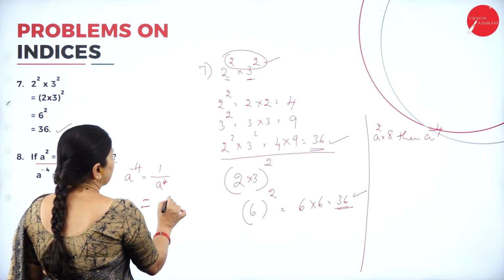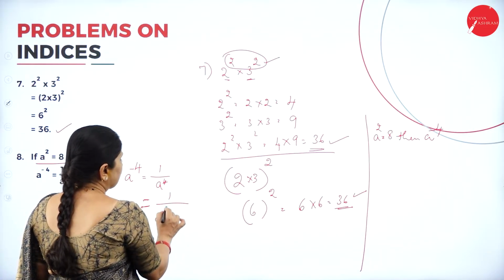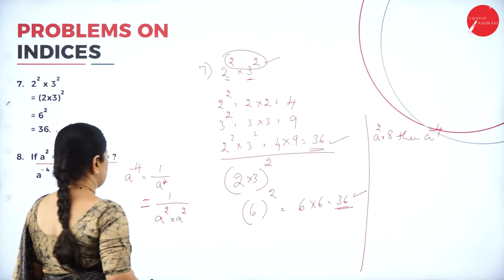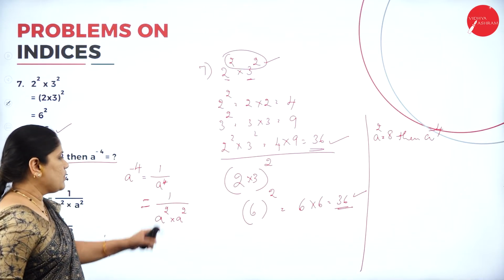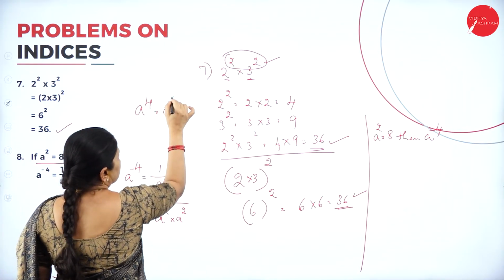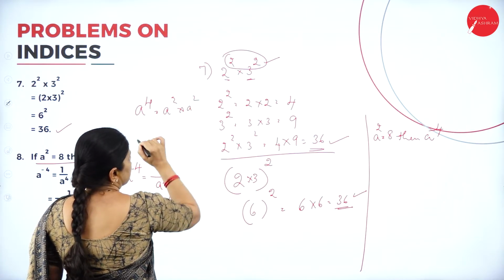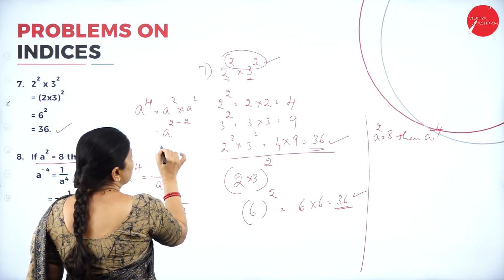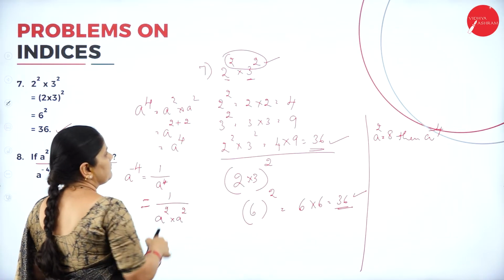So this 1 by a to the power 4, I can write it as a square into a square. Isn't it? So if I want to write this a to the power 4, I can split it as a square into a square, or I can write it as a to the power of 2 plus 2, that is a to the power 4.